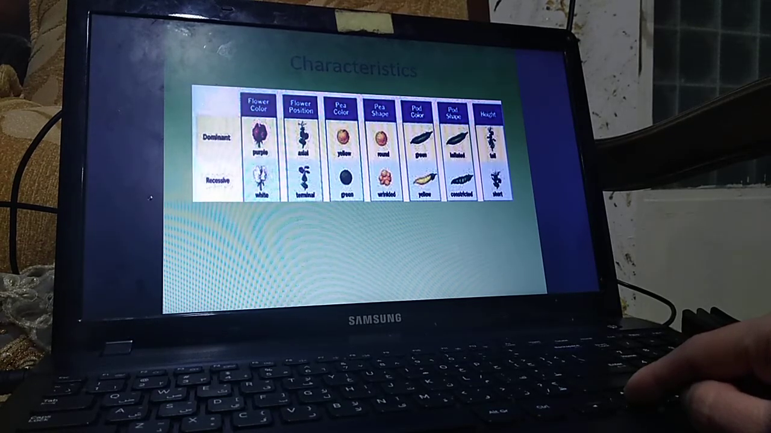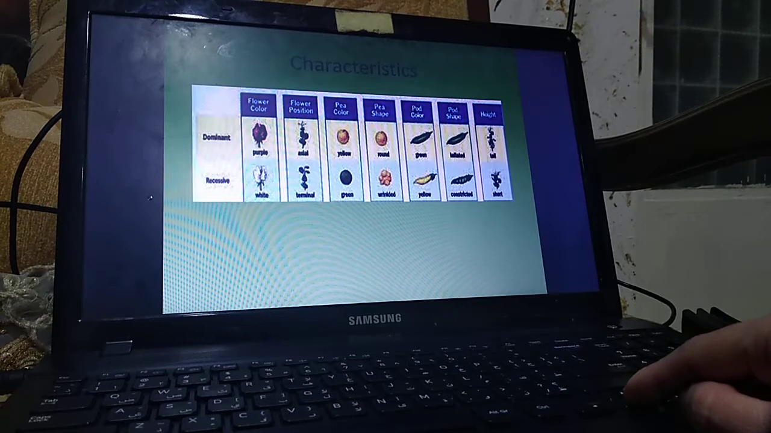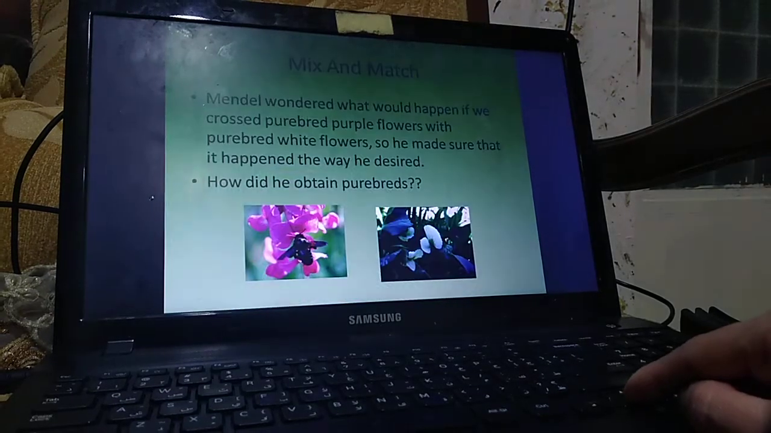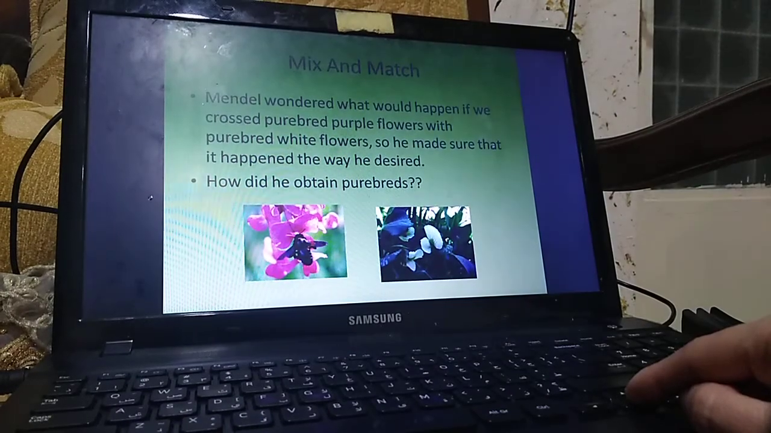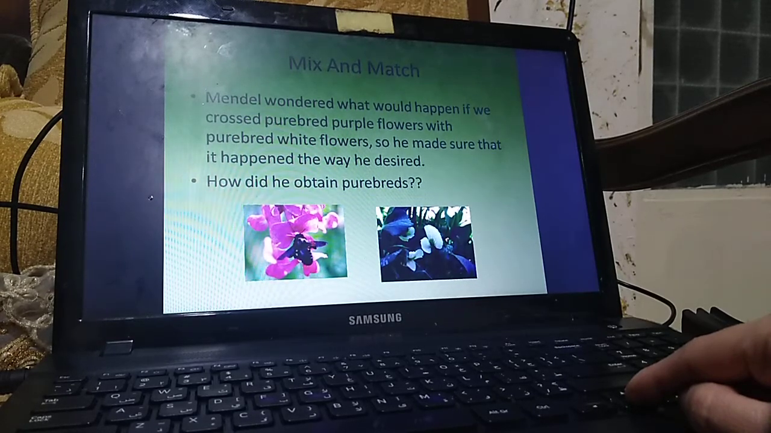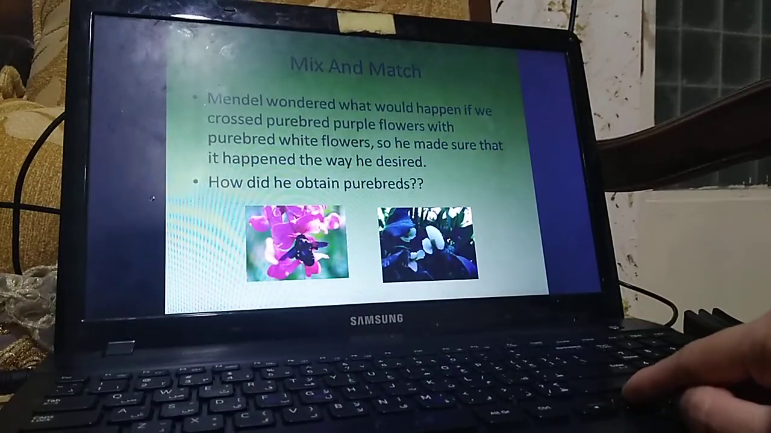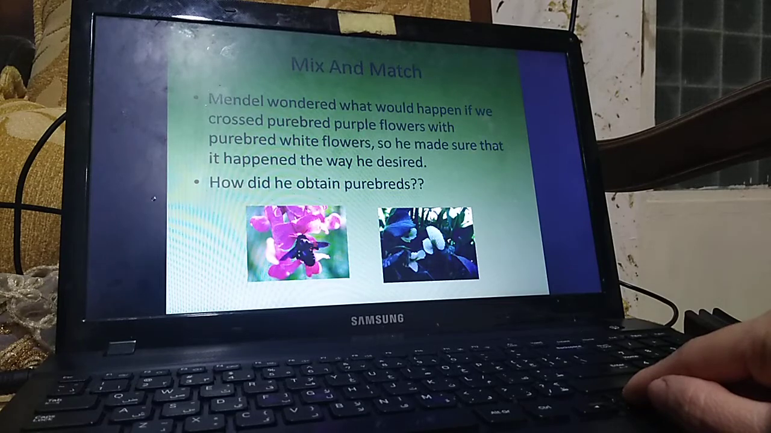How many forms of height do I have in peas? Only 2 forms, tall or short. So the characteristic is height and the traits are tall or short. Now what did Mendel do? Mendel wanted to know what would happen if I cross purple flowers with white flowers in peas. So he was really anxious to know that. He wanted to know what would happen if I cross-pollinate purple with white.